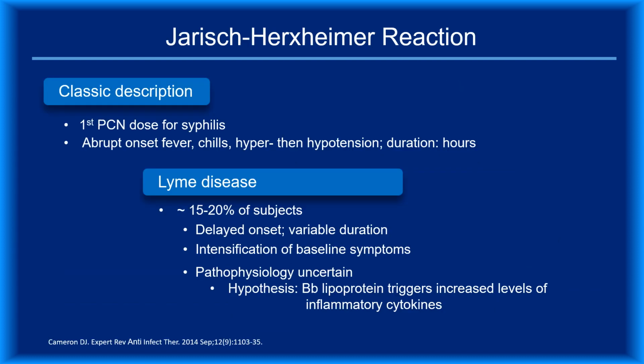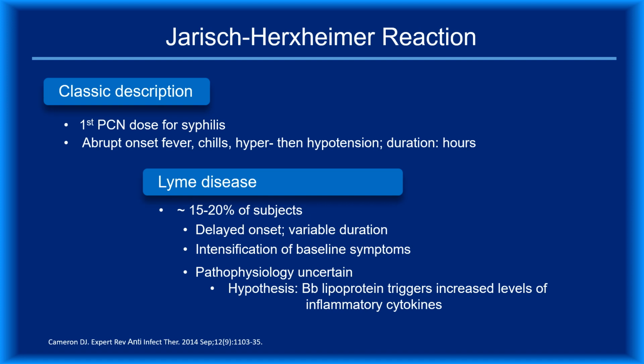You may recall that the classic Jarisch-Herxheimer reaction is seen in patients with syphilis and occurs immediately following the first dose of penicillin. Bacterial killing leads to endotoxin release, which can cause an abrupt onset of fevers, chills, and hypertension, followed by hypotension. This dramatic response clears over several hours. In contrast, the Jarisch-Herxheimer reaction in Lyme disease tends to be delayed. It may not occur until day 2 or 3 of therapy.